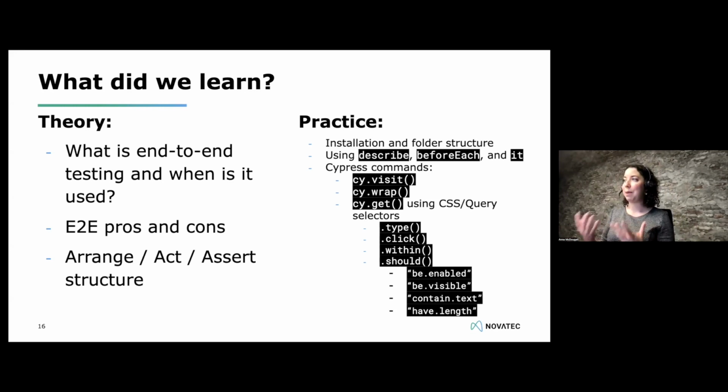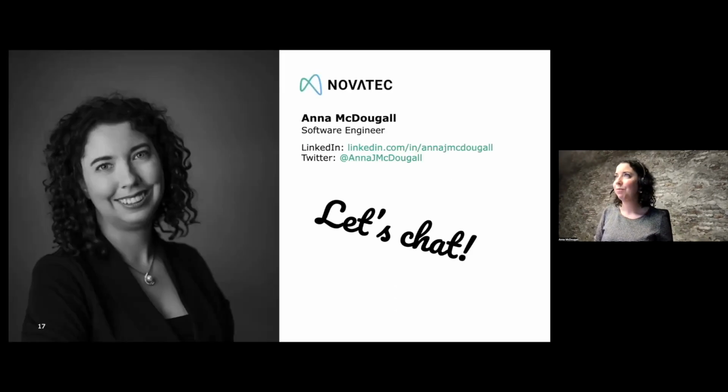And then we got some Cypress commands. We used visit, we used wrap, we used get, we used type, click, and within. And then we looked at a few of the chainers that we can use, including be enabled, be visible, contain text, and have length. So hopefully that has given you a nice little introduction into what Cypress is, what it can do, and how you can use it.